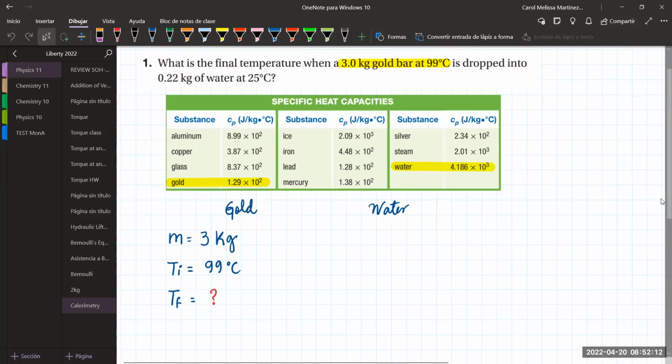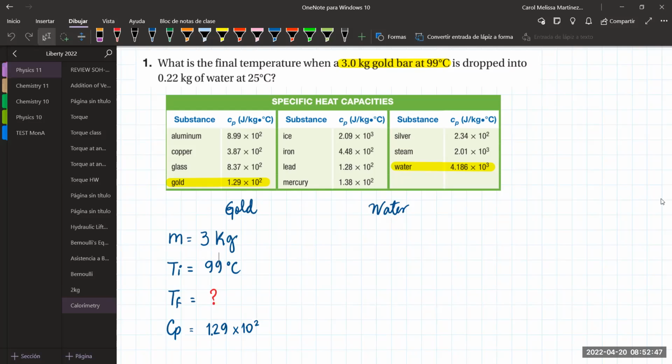Well, we have the specific heat capacity. That is in the table as 1.29 times 10 to the second power or 129. You can write it in the two ways. Both ways are correct. So the specific heat capacity is 1.29 times 10 to the second power. I'm going to write it like this because I know that later you are going to ask me, where did you get the 129? So I got it from the table.